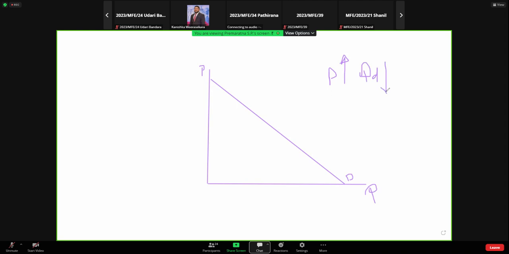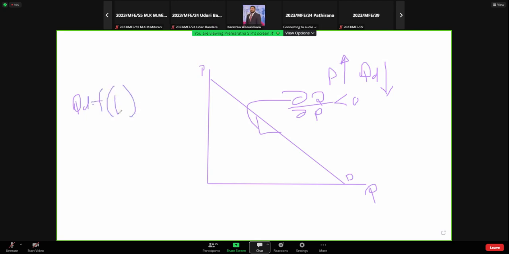When the price increases in that way, quantity demanded is reduced. So you get a negative slope. You get a negative slope also if you get the demand function, at the price, there also you get the negative slope.